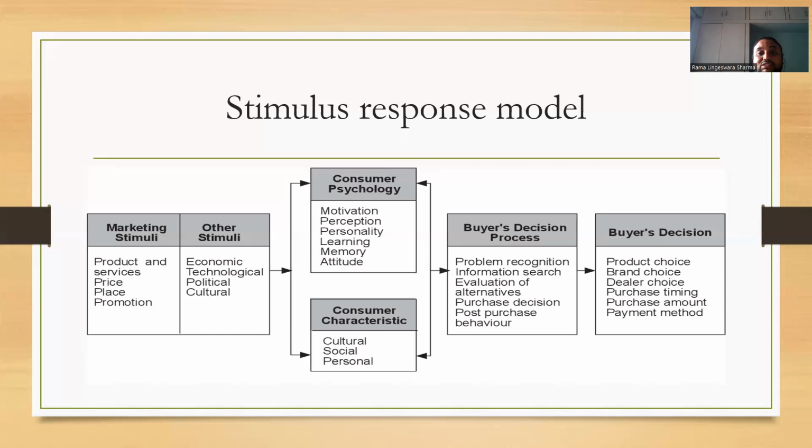Now next is the buyer's decision process. There are steps in the buyer's decision process. They are problem recognition, information search, evaluation of alternatives, purchase decision, post-purchase behavior. Similarly, the buyer's decision process consists of problem recognition, information search, evaluation of alternatives, purchase of goods, and post-purchase behavior. This is the buyer's decision process. But what about the buyer's decision? That is about the buyer taking decisions about product choice, brand choice, dealer choice, purchasing time, purchasing amount, payment method. So these are the buyer's decisions. Right? Clear up to here?